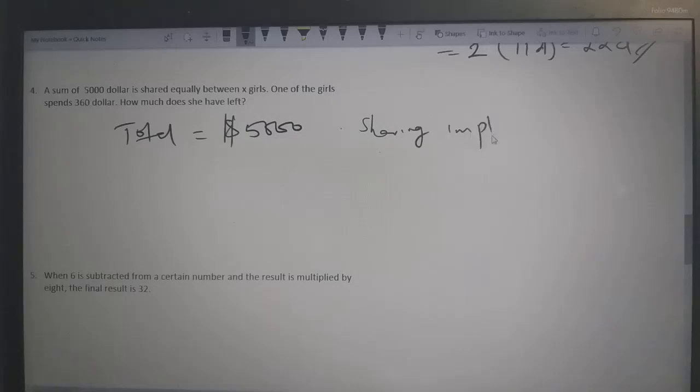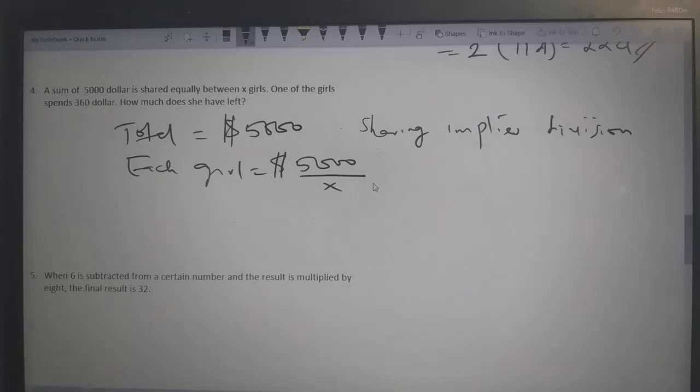So when you hear the statement sharing, let me write it here. Sharing implies division. Sharing implies division. So we are going to say each girl will get 5,000 over x, because remember, it is shared equally. So each of the girls gets 5,000 over x dollars.